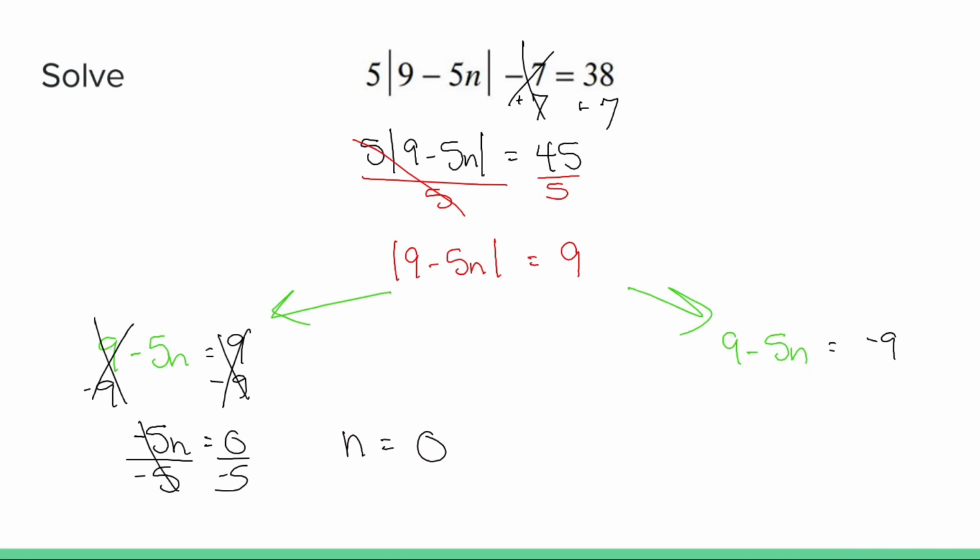Now to do the other one, we're going to go through the same process, but unfortunately the number is not going to be near as pretty. Subtract 9 from both sides. Negative 5n equals negative 18. Divide both sides by negative 5, and you're looking at n equals positive 3.6. So not only is n 0, but n is also going to equal 3.6.